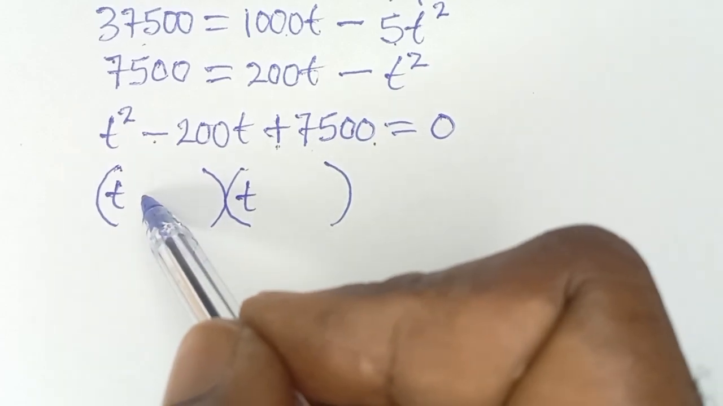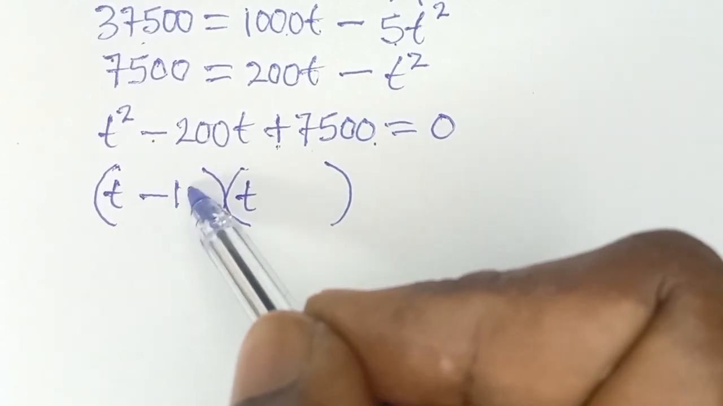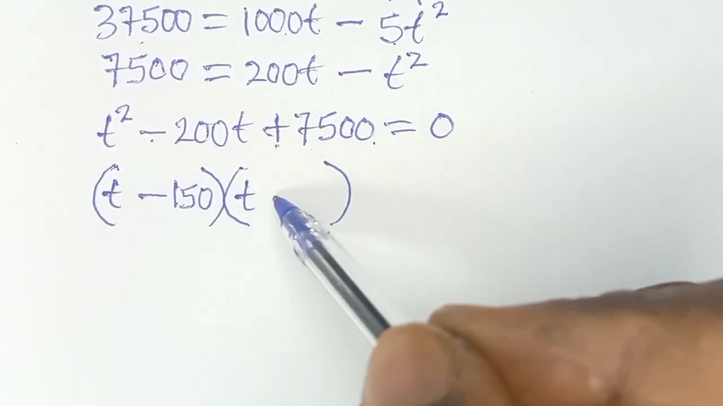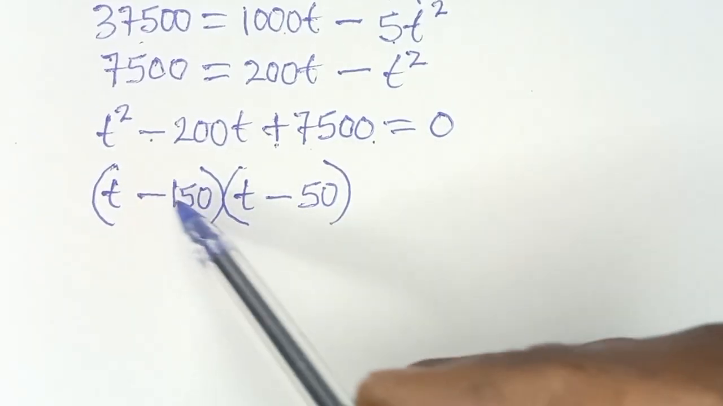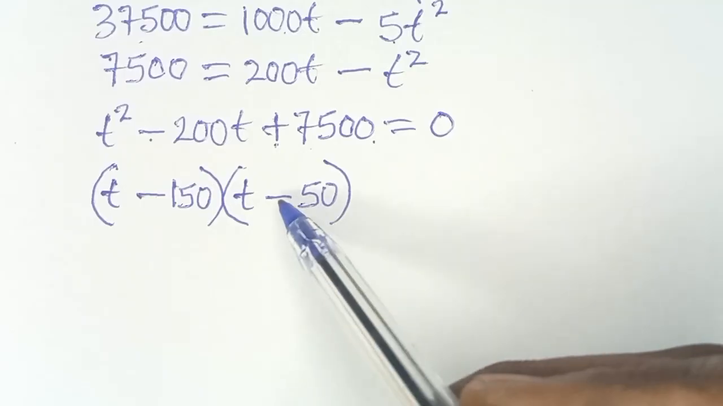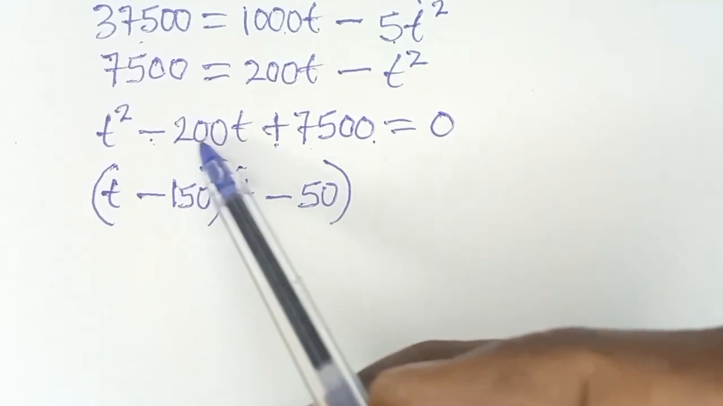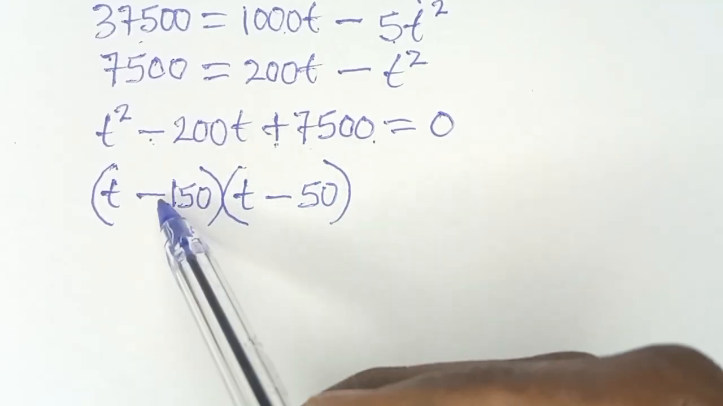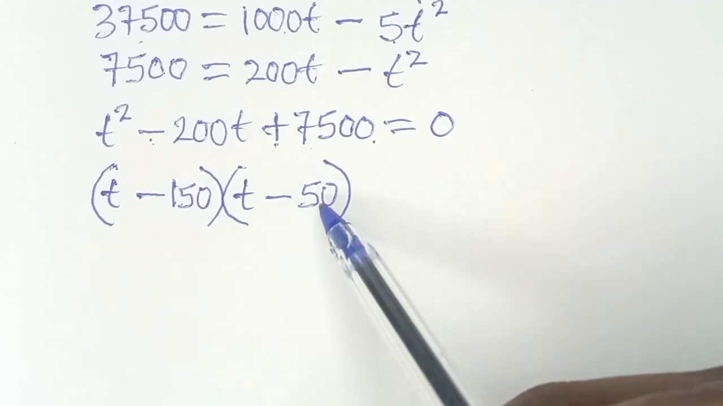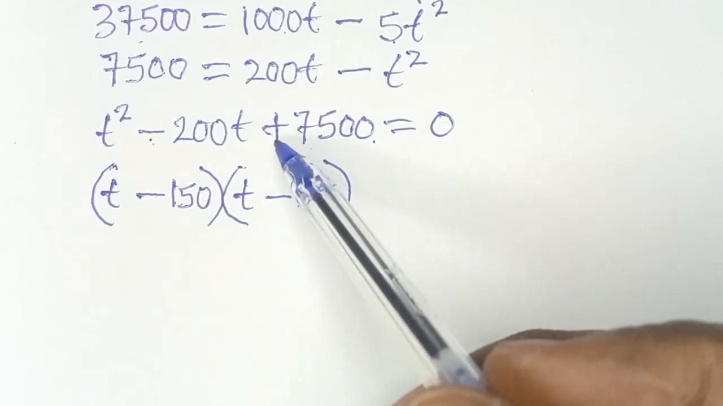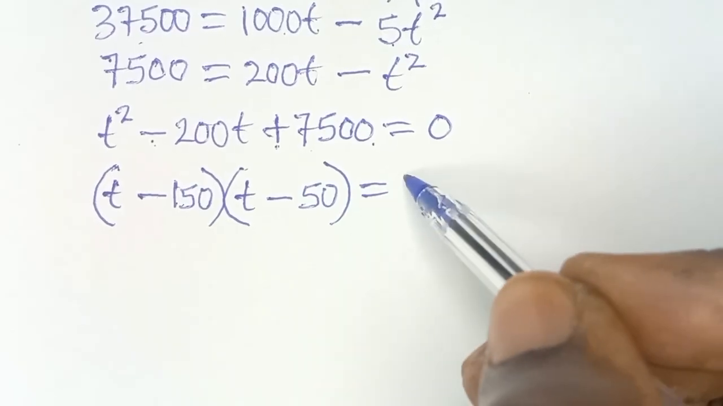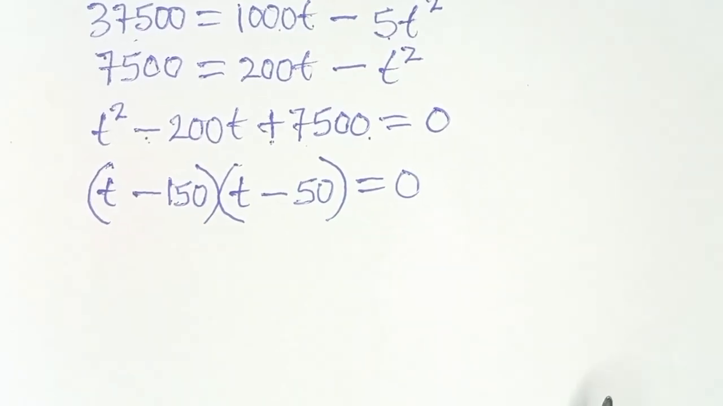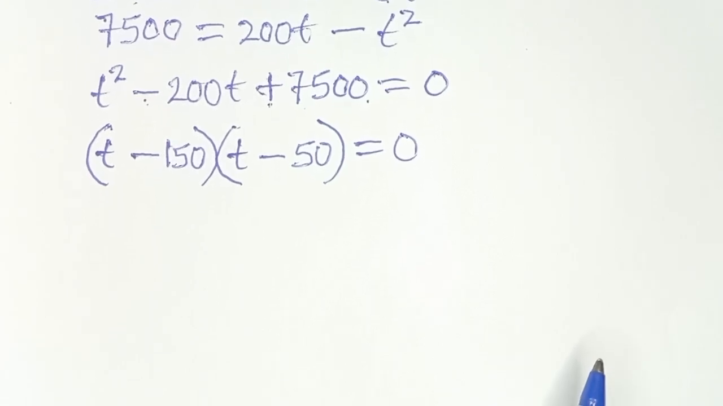So those two numbers will be negative 150 and negative 50. So negative 150, that is minus 150 plus minus 50, will give me minus 200. And then if I multiply minus 150 and minus 50, it's going to give me positive 7,500. And it's equal to 0. So I can now equate each of the brackets so that I find the value of t.